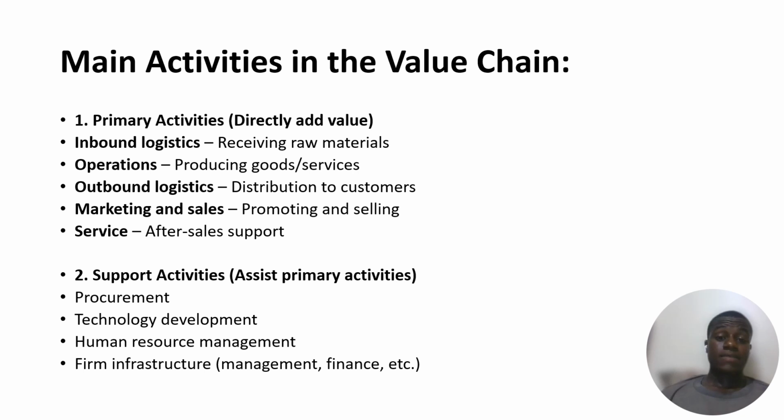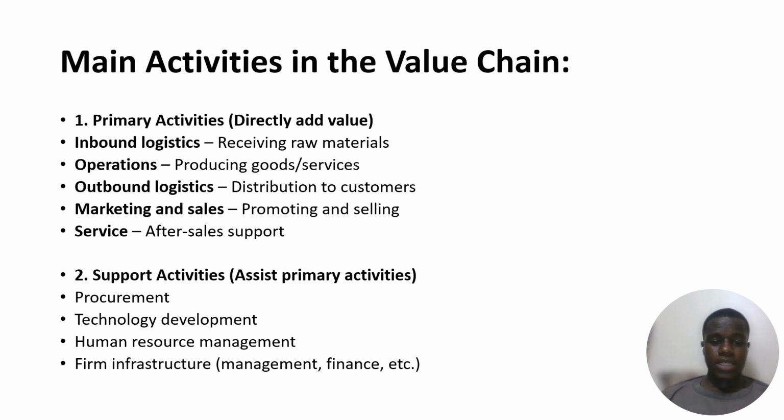So these are the main activities in the value chain. The first consists of the primary activities, that directly add value. The first one is inbound logistics, receiving raw material. The second one is operations, producing goods or services. The third one is outbound logistics, distribution to customers. The fourth one is marketing and sales, promoting and selling. And then service, after-sales support.